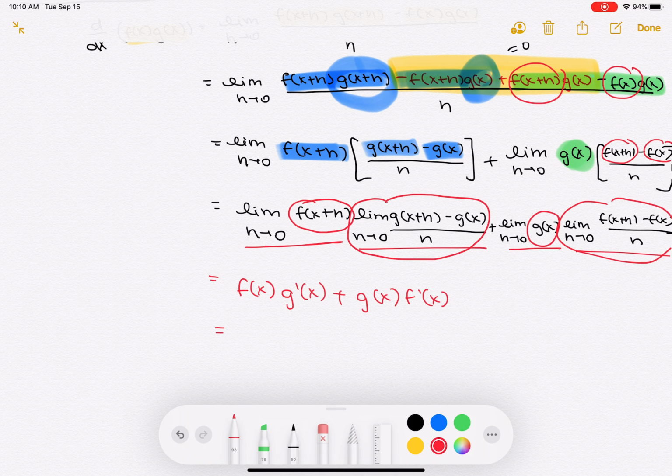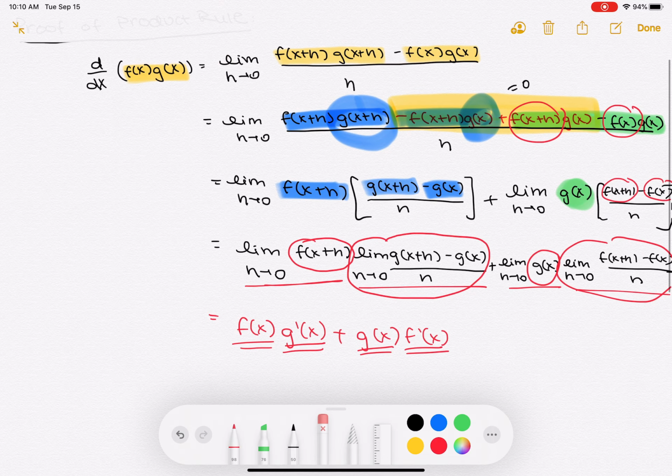This is written in the opposite order from how I wrote it in the notes, but if you notice, we have the derivative of the first function, the second function left alone, plus the derivative of the second function with the first function left alone. So this is just the same thing as how I wrote it before, just rewritten.